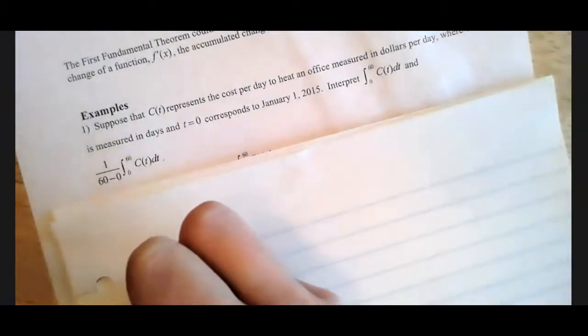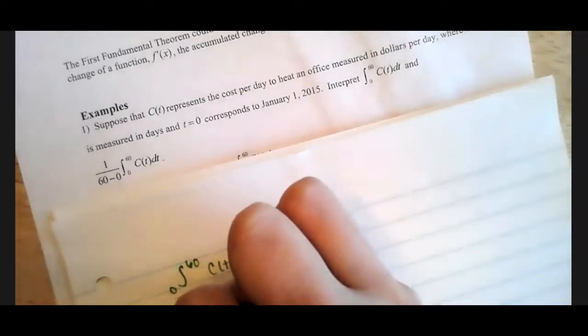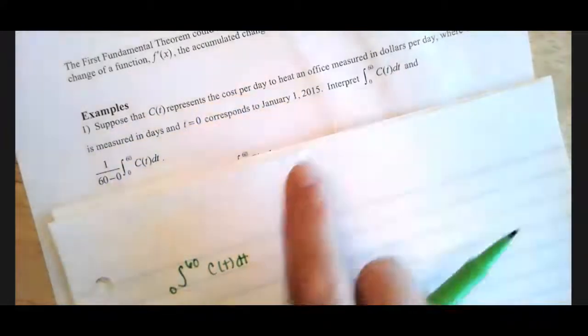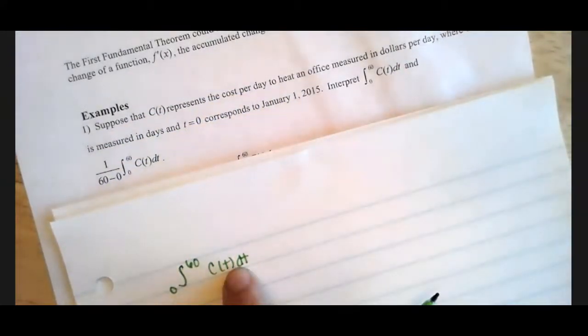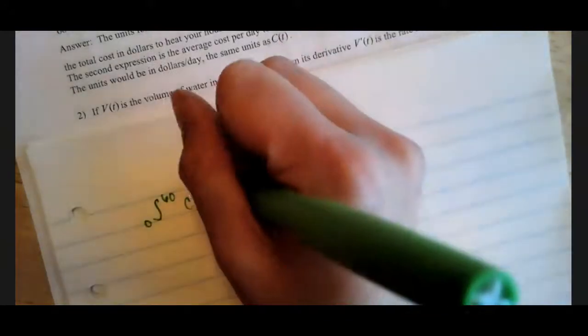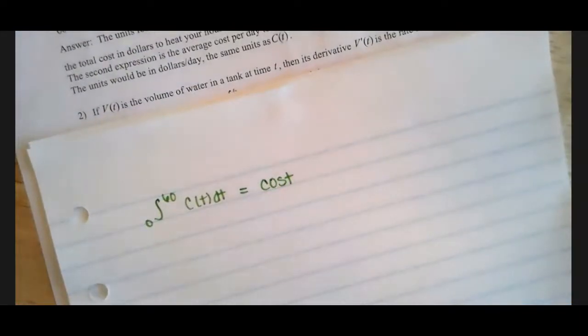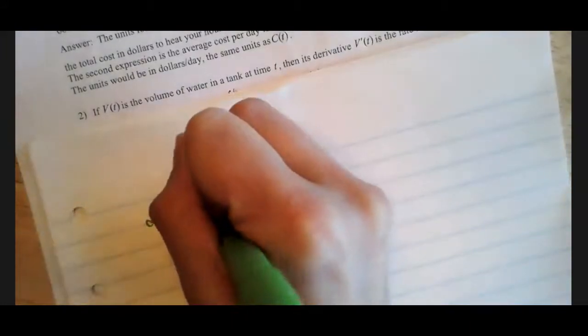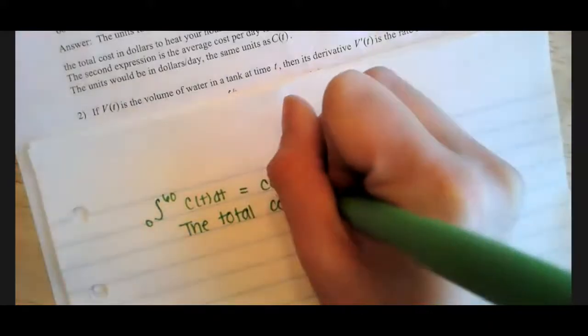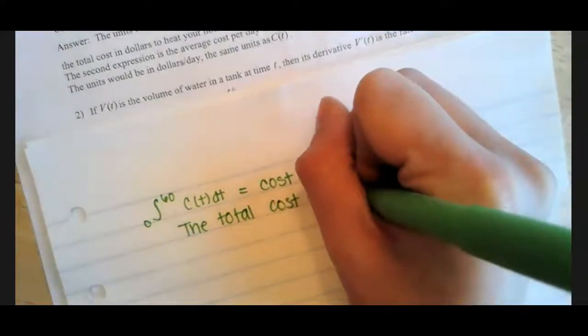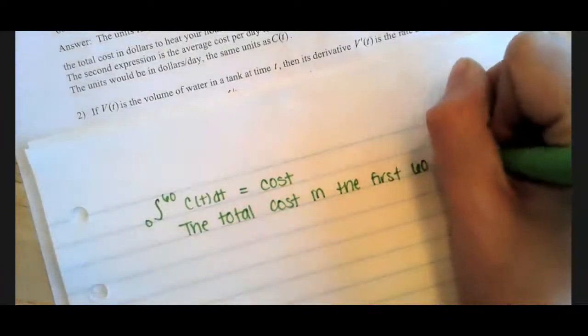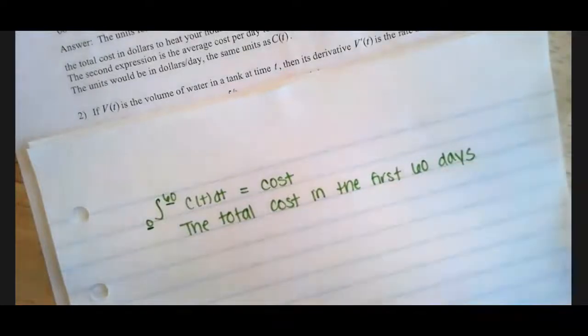So you have to think about the fact that an integral from 0 to 60 of C of t dt, where C of t represents cost per day. So if you integrate cost per day, then you're left with cost. So the integral from 0 to 60 of C of t dt is going to represent the cost. And in this case, it represents the total cost for 60 days, because it's 0 to 60, so it represents the total cost in the first 60 days.